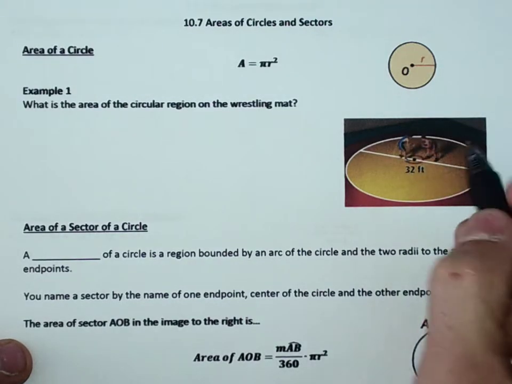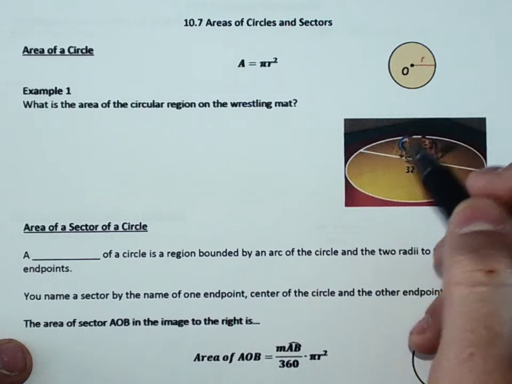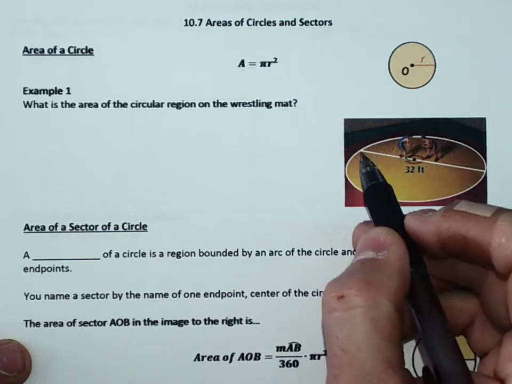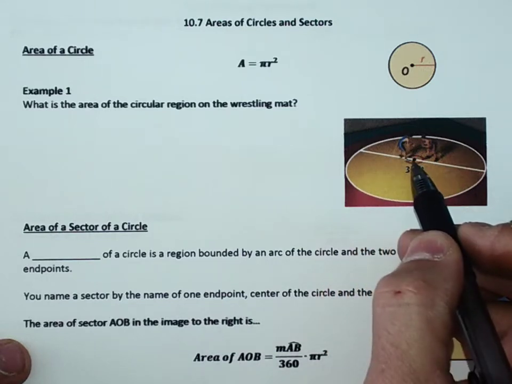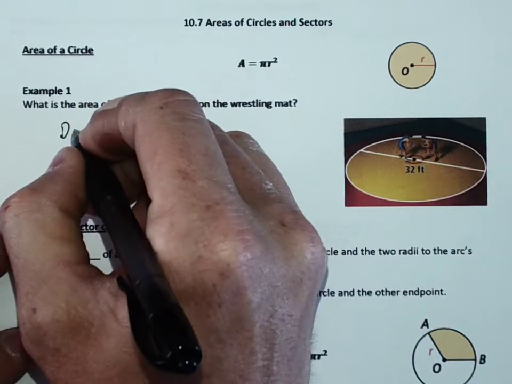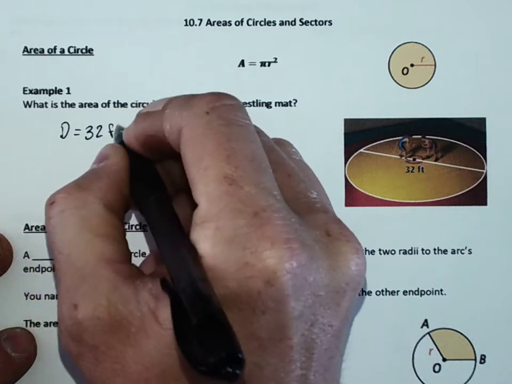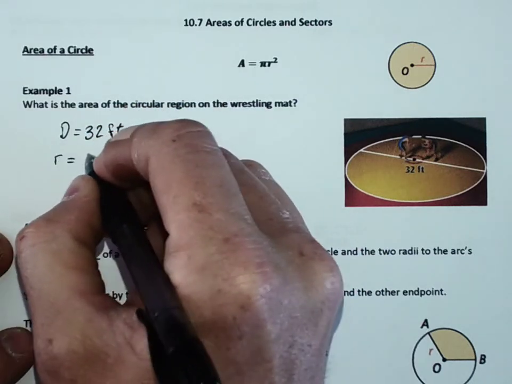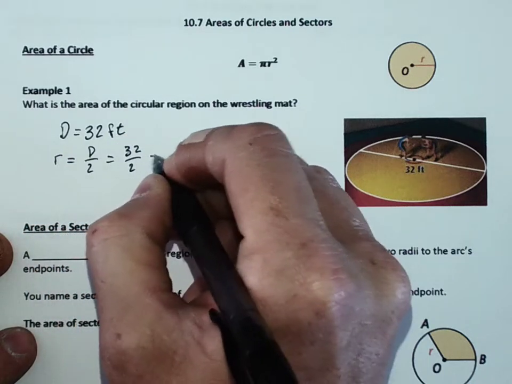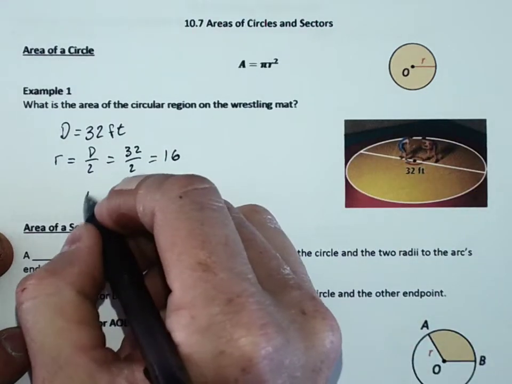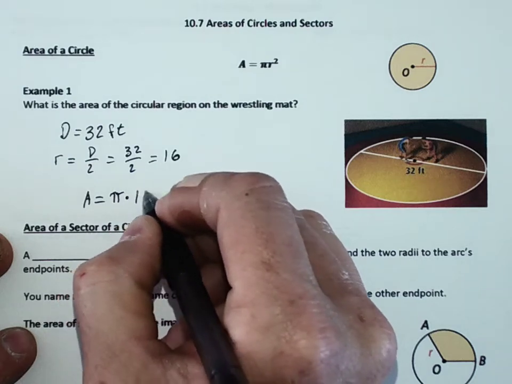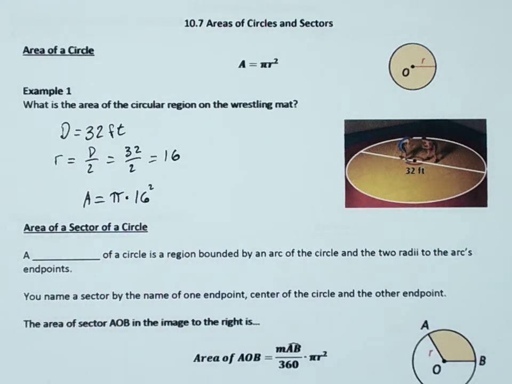So let's try it out. Here we've got a wrestling mat. This wrestling mat has what's called a diameter of 32 feet. The diameter goes from one edge of the circle, through the center, all the way to the other edge of the circle. So if the diameter is 32 feet, then the radius equals the diameter divided by 2, or 32 divided by 2, which is 16. So then the area of our circle is going to be pi multiplied by 16 squared.